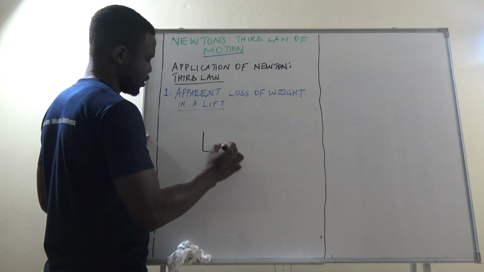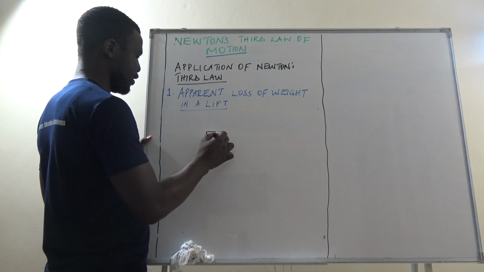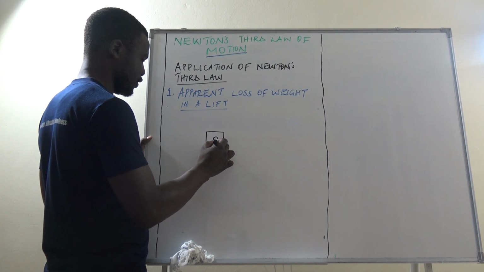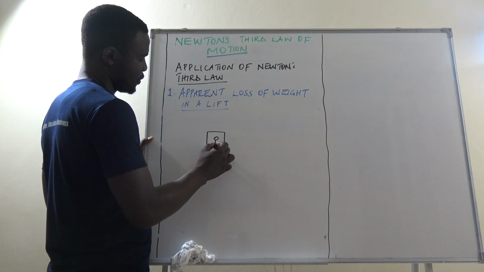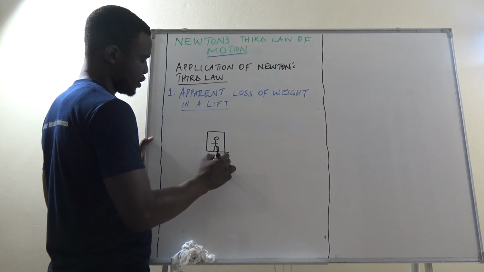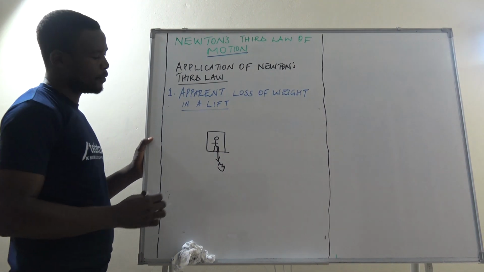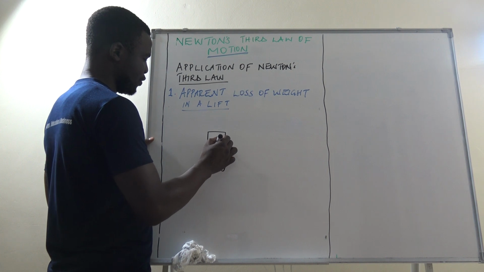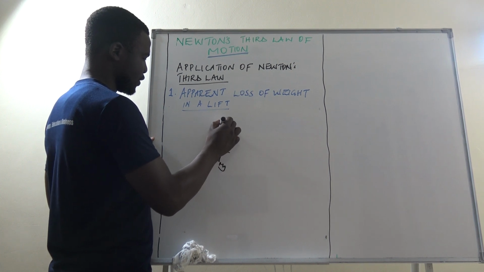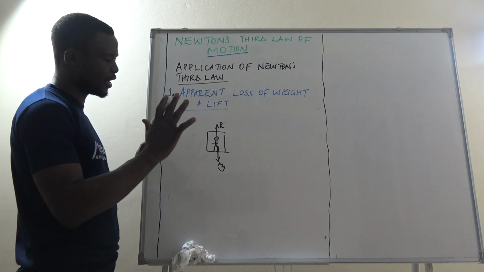If we say that this is our lift, and there is a person in this lift, when this person is in the lift, his weight mg will act downwards, but in accordance to Newton's third law, there will be a reaction that is equal. Now we are going to look at various scenarios.